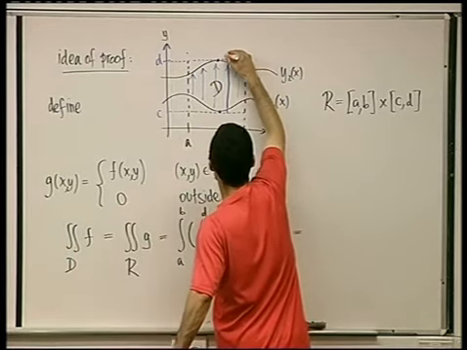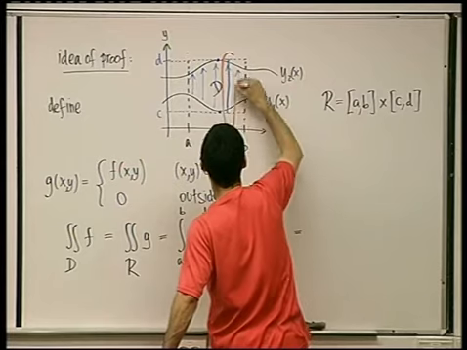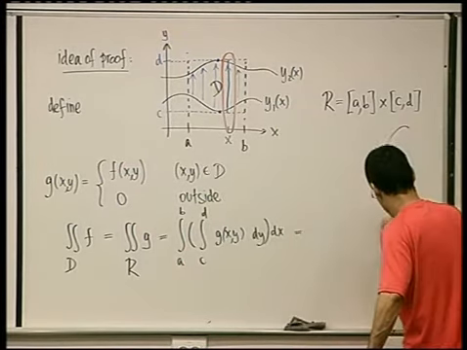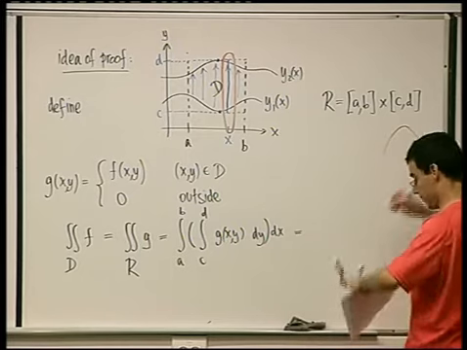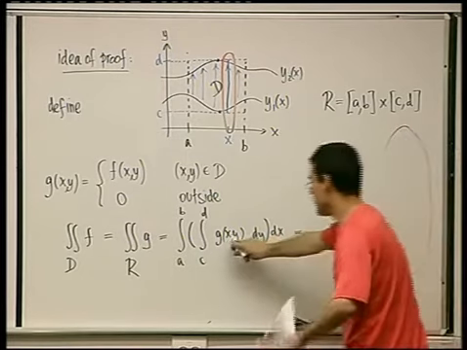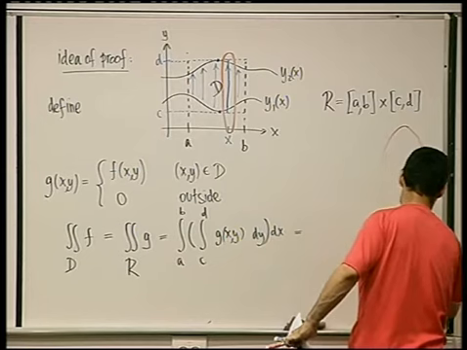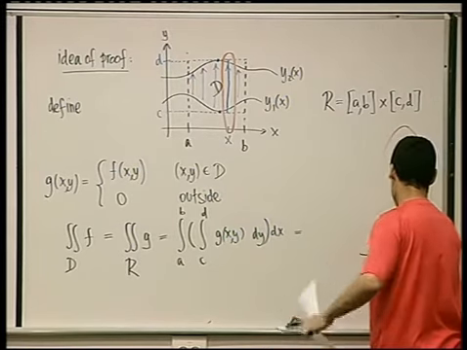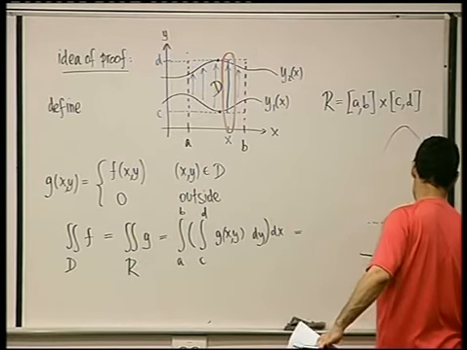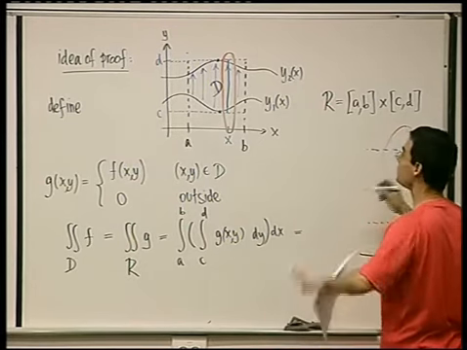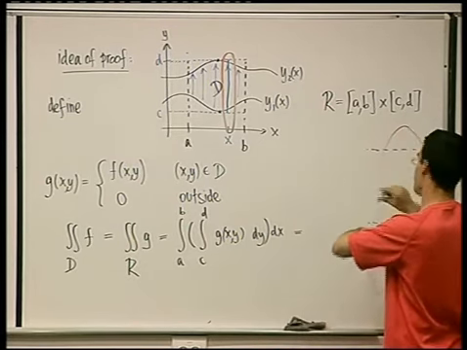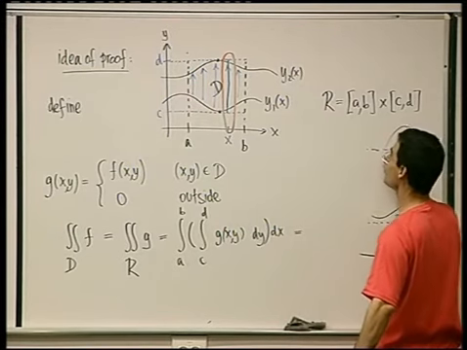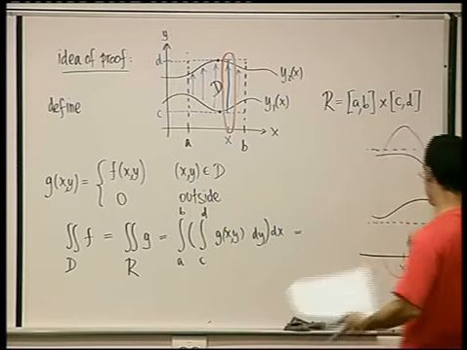I'm going to draw this part here, make it bigger. Here it is. I fixed an x. Here's that fixed x. Here's the value c. Here's the value d. Here's the graph of y1, somewhere here. And here's the graph of y2, somewhere here.